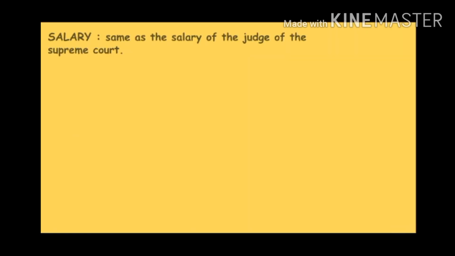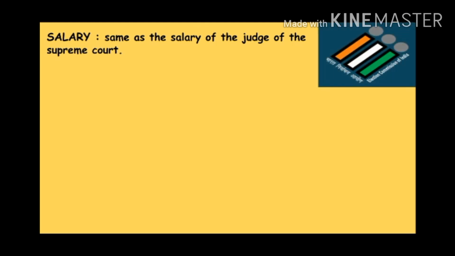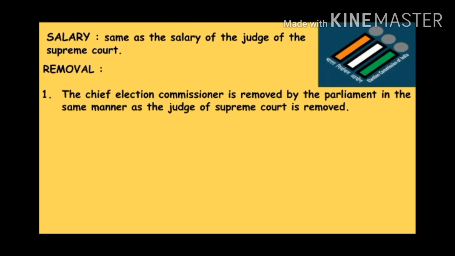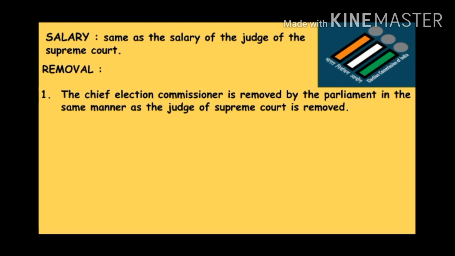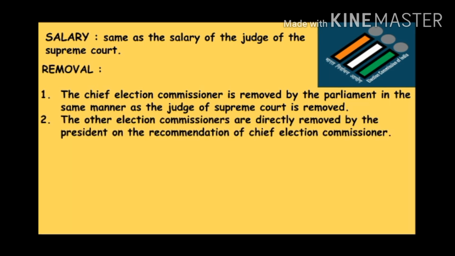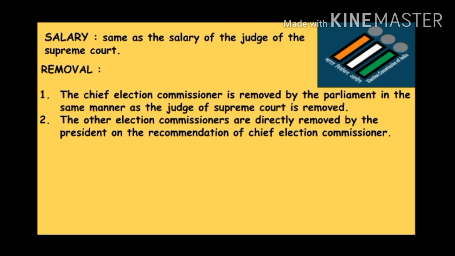The Chief Election Commissioner and other commissioners are paid a salary equal to the salary of a judge of the Supreme Court. The Chief Election Commissioner is removed from office in the like manner as a judge of the Supreme Court. The other two commissioners are removed directly by the President on the recommendation of the Chief Election Commissioner.